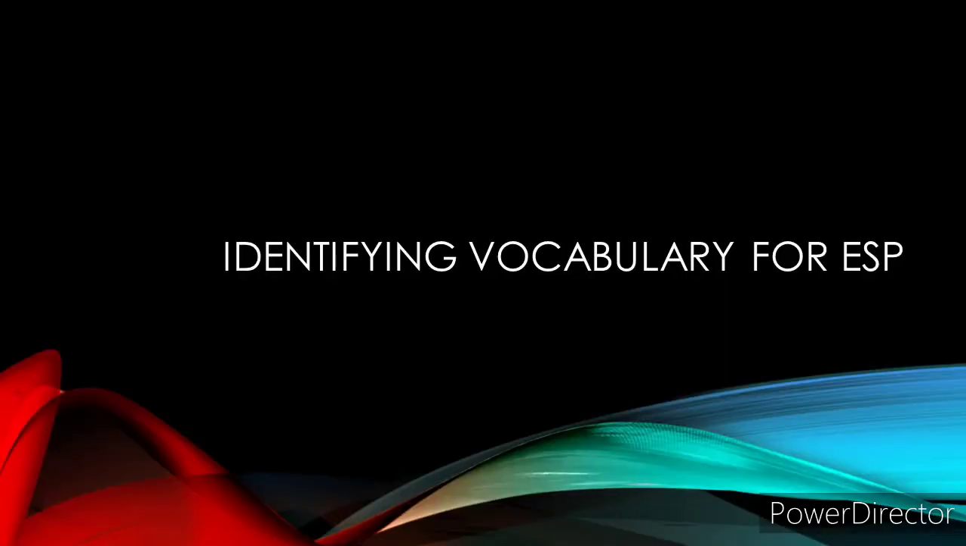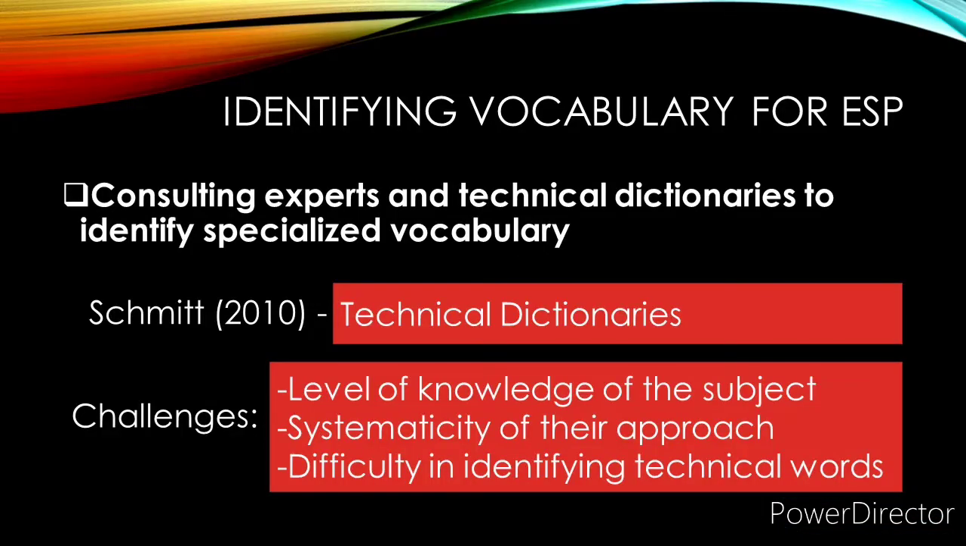There are ways for identifying vocabulary for ESP, although Reed said that they lack systematicity, and Nation wrote that there were few statistical studies available. To consult experts in a particular field to help identify technical vocabulary is one of them. Smith suggested that technical dictionaries may well have been developed using this method.